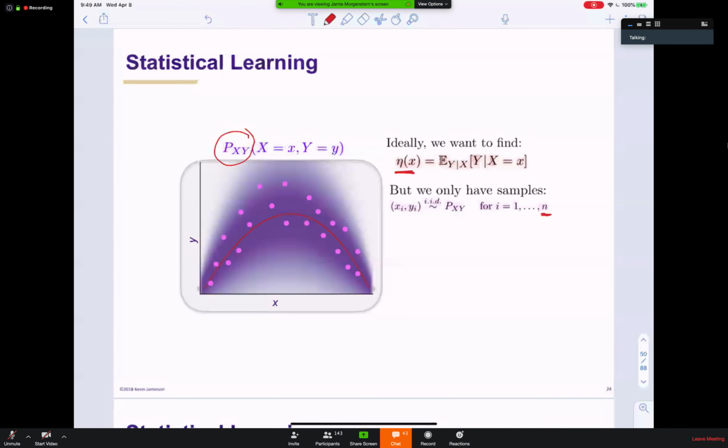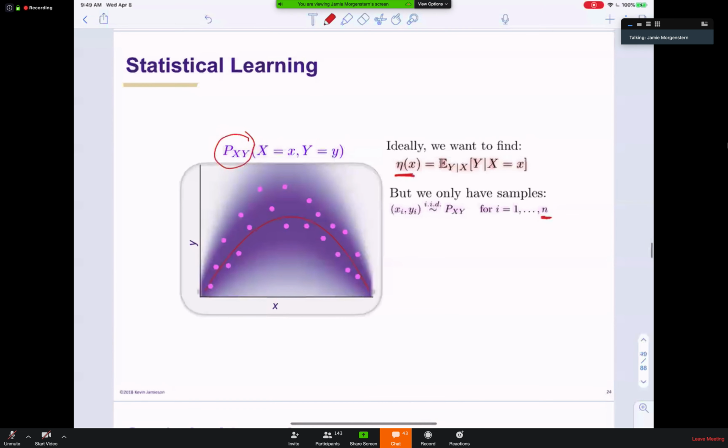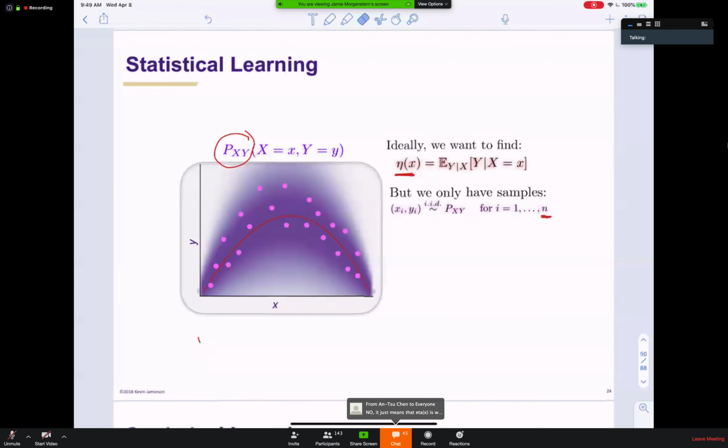This picture suggests that we might have all of the information: the red line, the purple cloud, and the pink dots. And that's not actually what we have. All we know is the pink dots. Ideally, we would like to learn the red line, or even better, the purple point cloud, because if we had the purple point cloud, we could back out the red line.